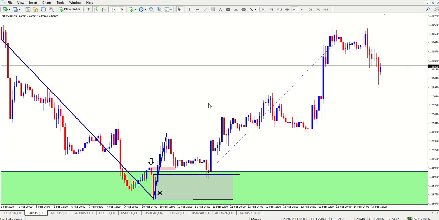So I left my order right there, and then price steadily made its way back, right? It gave me a positive retest, and I got filled at this candle here, and from there, Bob's your uncle. It just went boom all the way up.